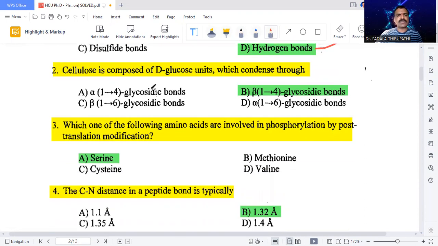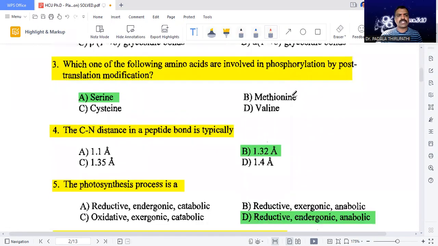The second question: cellulose is composed of D-glucose units which condense through beta-1,4 glycosidic bonds. The third question is, which one of the following amino acids is involved in phosphorylation by post-translational modification? That is serine. Serine amino acid is involved in phosphorylation by post-translational modification.